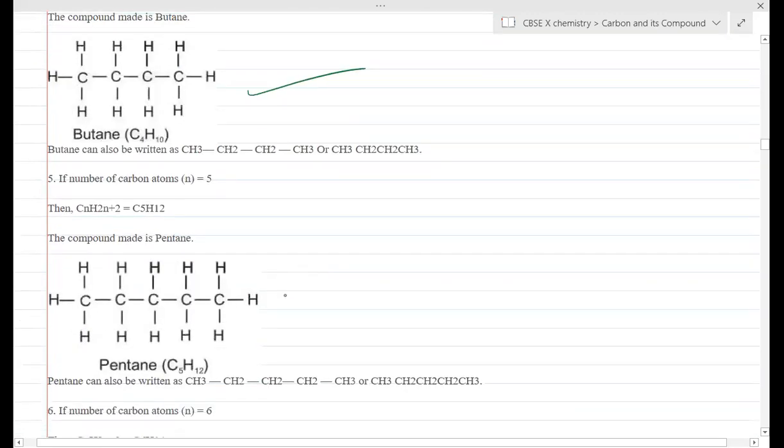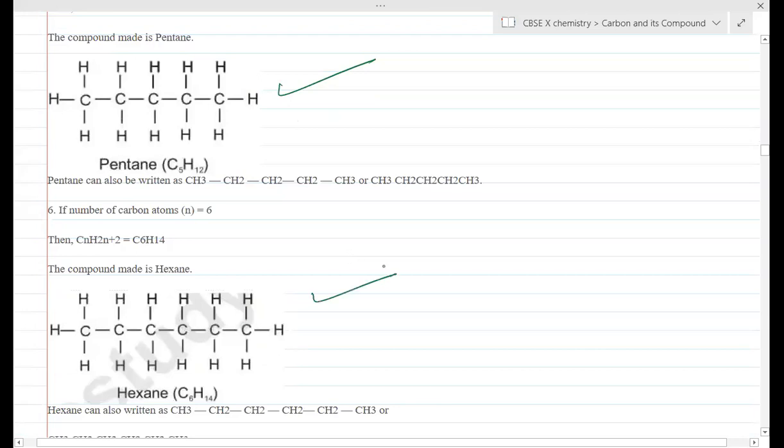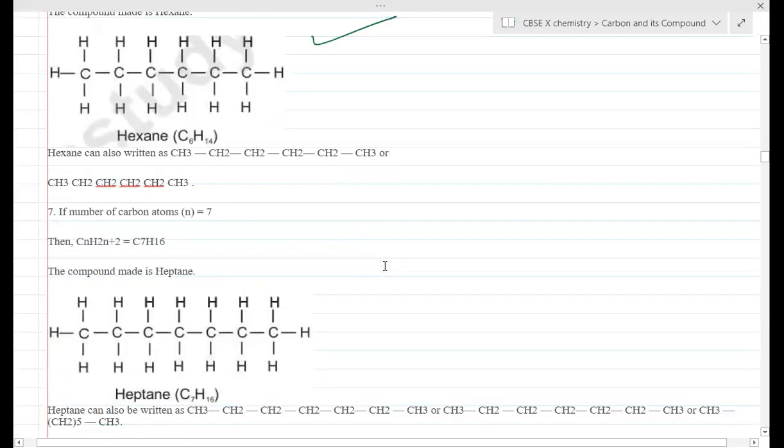Similarly, you can see the structure of pentane. Similarly, you see the structure of hexane. Similarly, you see the structure of heptane, 7 carbon. Once again, I am drawing 7 carbon. N is 7, what is the formula? CnH2n+2. So substitute N = 7 here: C7H(2 into 7 plus 2).